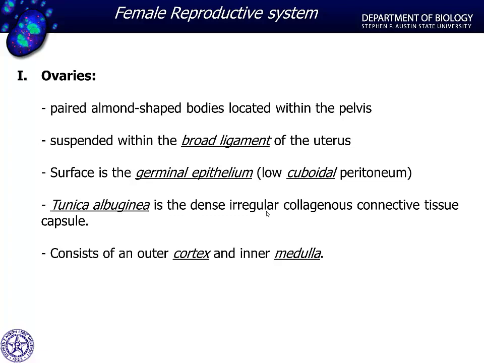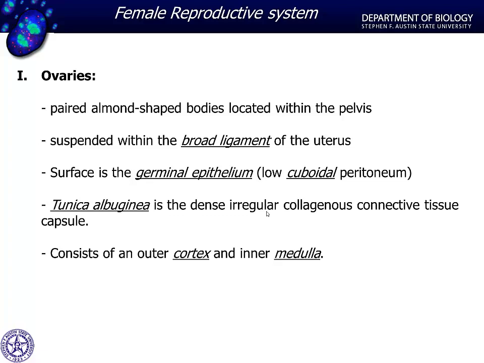And as we look in the ovaries, if we cut this in cross section, we're going to see this outer germinal epithelium. It's really going to be a peritoneum, and it's different than what we've seen with peritoneum before. It's not going to be squamous in nature, but more cuboidal in its shape. Beneath that is going to be our tunica albuginea. Now, this is also a term that we're going to use with the male reproductive system, but this refers to this dense, irregular connective tissue capsule that's just beneath our germinal epithelium.